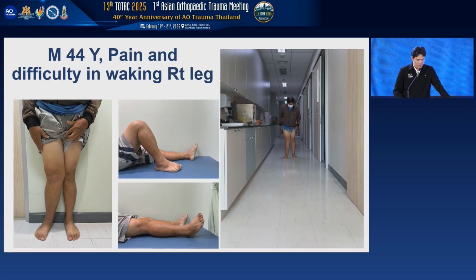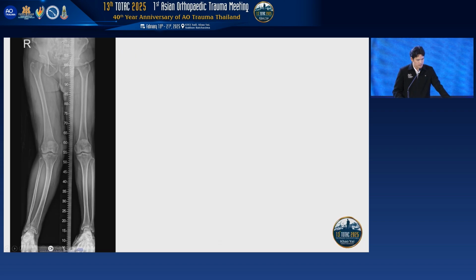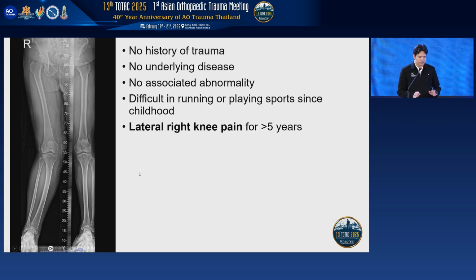Okay, and we will go through the scanogram. There is no history of trauma. There is no history of any surgery. There is no underlying disease. He had difficulty in running or playing sports since childhood. And he came because of difficulty in walking and lateral knee pain.